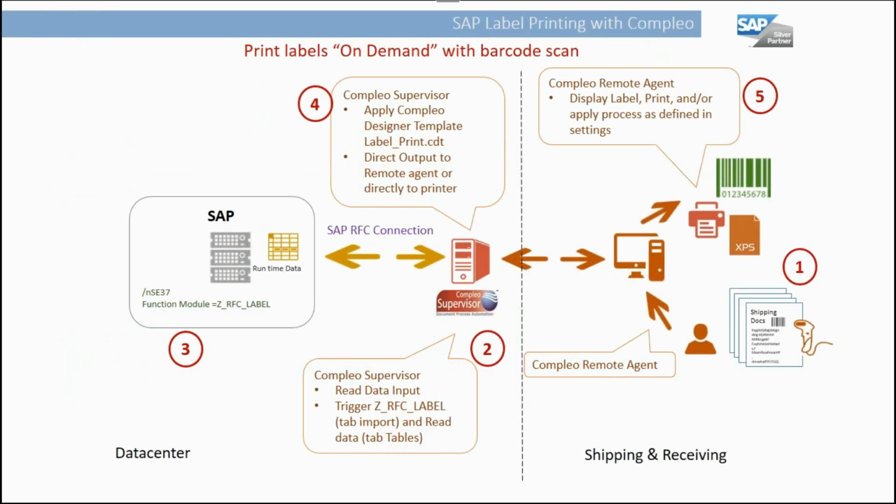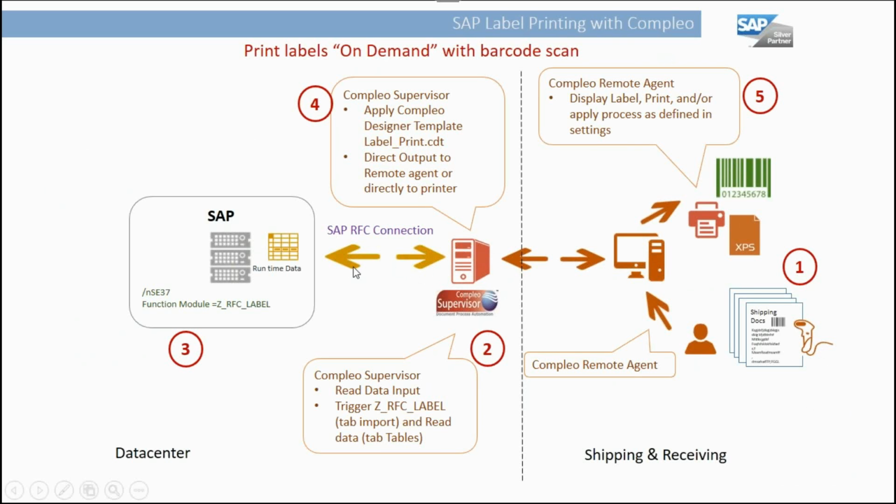Let me give you a little bit more detailed view of how this works. On the on-demand side, the document is scanned in shipping. It goes to what we call our remote agent. Our remote agent will then communicate into the data center where your Compleo supervisor, one of our other modules, resides. Now, Compleo supervisor will be able to communicate directly with our RFC connector. That's a remote function call connector specific for SAP.